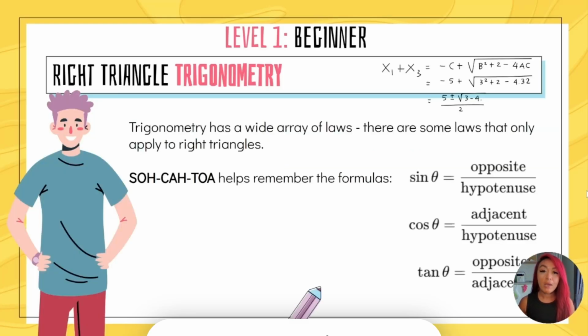So trigonometry has a wide array of laws, but there are some laws that are only specific to right triangles. You've probably all heard of the acronym SOHCAHTOA, and that helps you remember the given formulas here. The sine of an angle is the opposite over the hypotenuse. The cosine of an angle is the adjacent over the hypotenuse. And the tangent of an angle is the opposite over the adjacent.